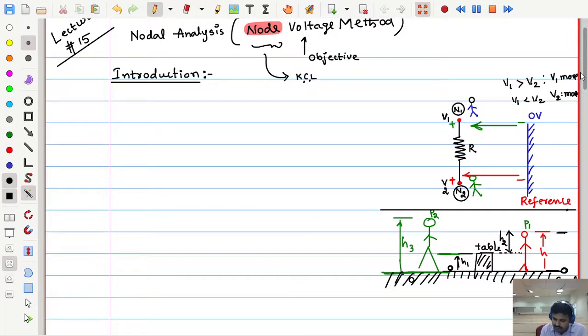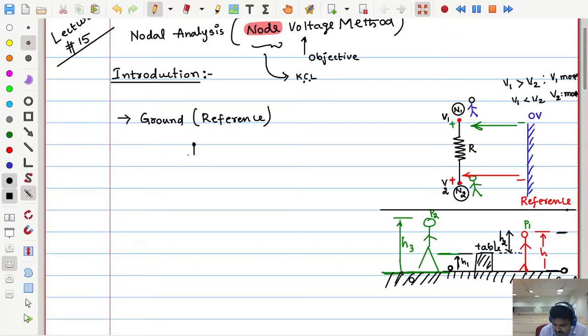So now let us see, as I told you, we need some common reference to measure each node voltage. That reference is usually referred to as ground. We say in our subject also as ground, or we can say this as reference, and the ground or reference we usually represent with this kind of symbol.